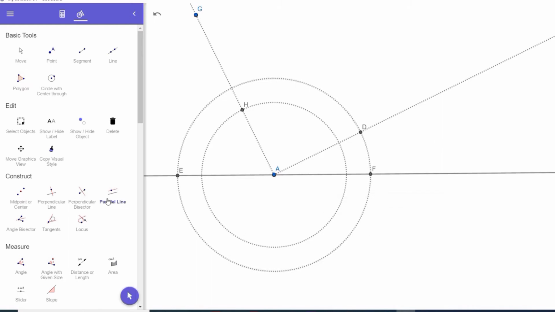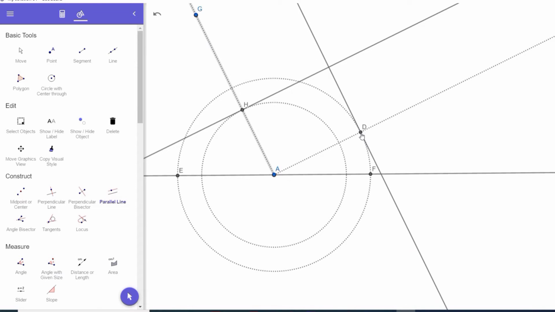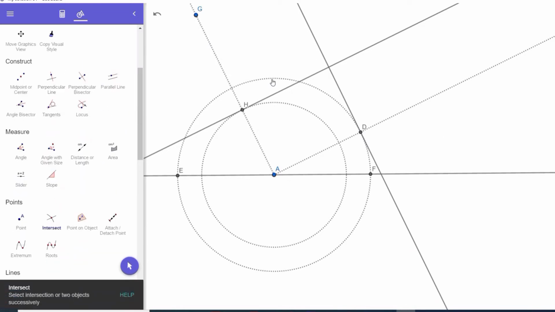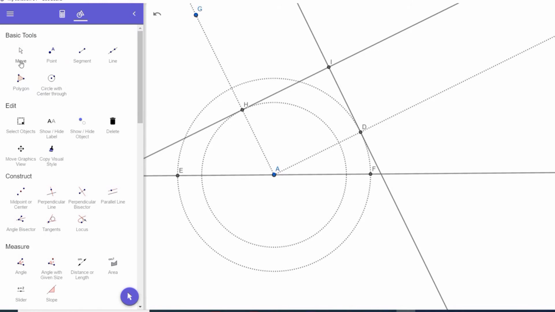Now in the next step, I will draw parallel lines. One will be parallel to ray AD and will pass through point H. Second will be parallel to ray AH and will pass through D. I will mark the intersection point of these two lines. Remember, two lines always intersect at one single point.